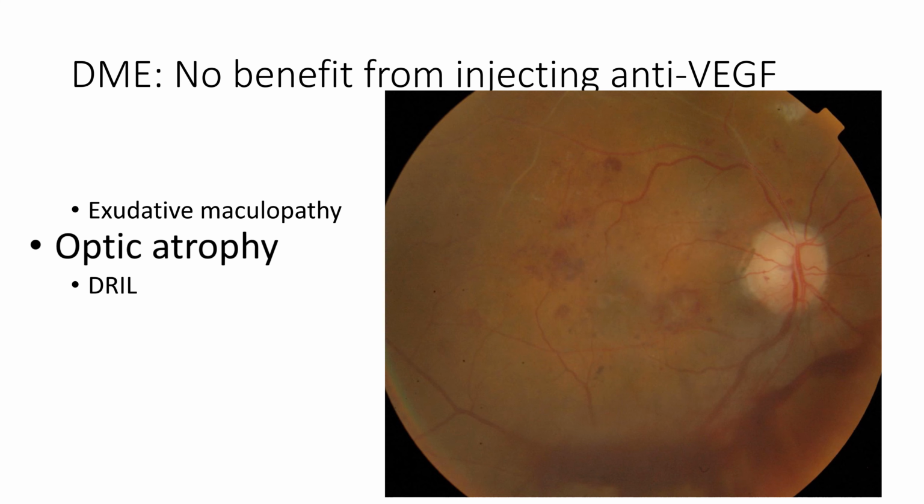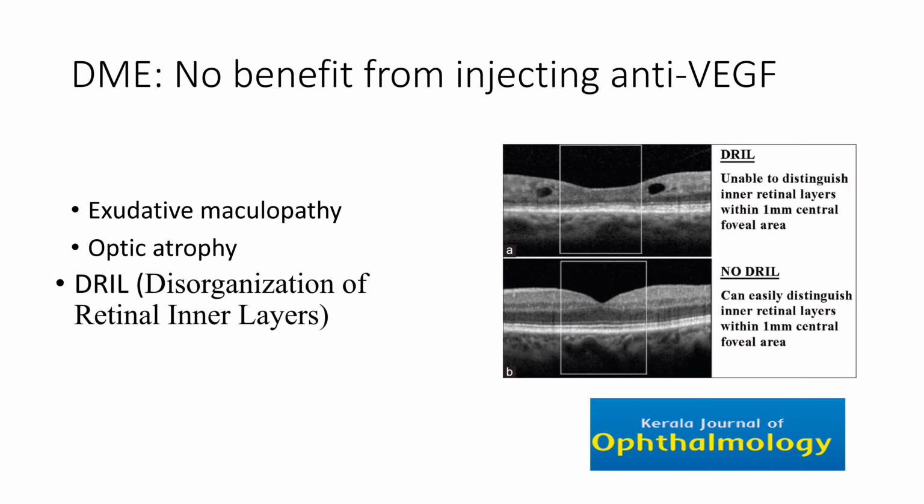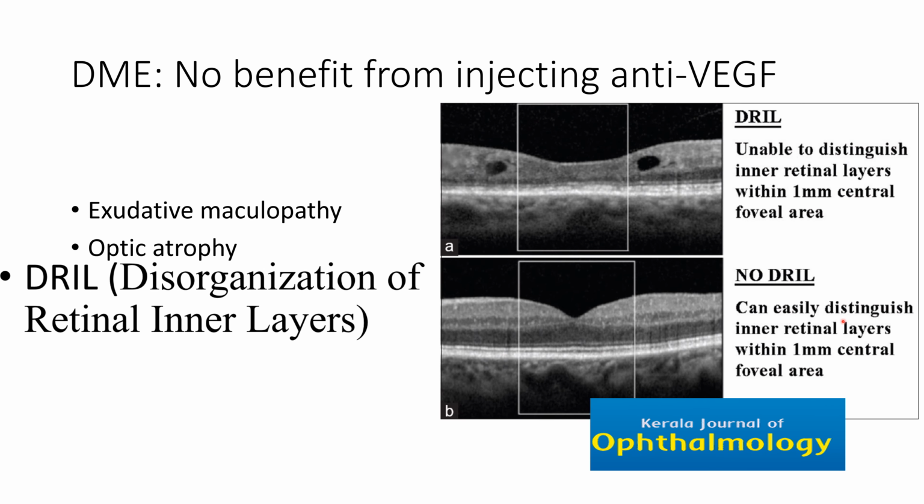Then finally, patients who have disorganization of retinal inner layers, and this is one good photograph comparing a DRIL patient with no DRIL. This is taken from the Kerala Journal of Ophthalmology, and it shows you the OCT image with very nice segregation of all the retinal layers, in contrast to a patient with DRIL where there is amorphous tissue and these 2 cysts, and you cannot differentiate the individual layers in this OCT. So this patient will not benefit from any anti-VEGF therapy, so one has to be very cautious in counseling these patients.